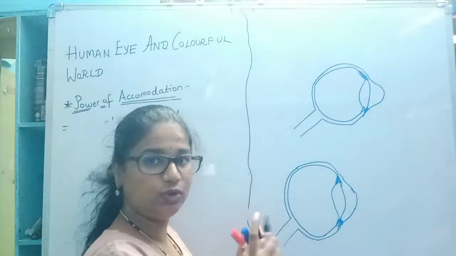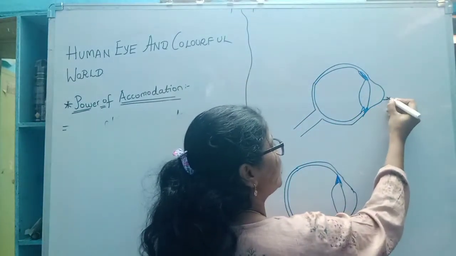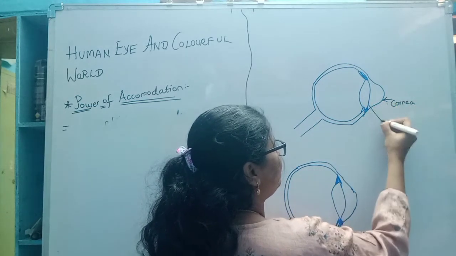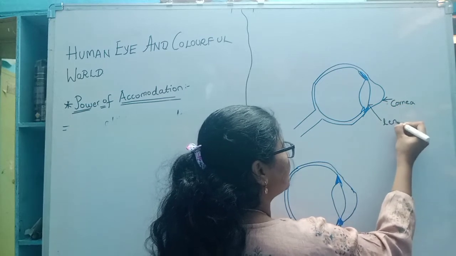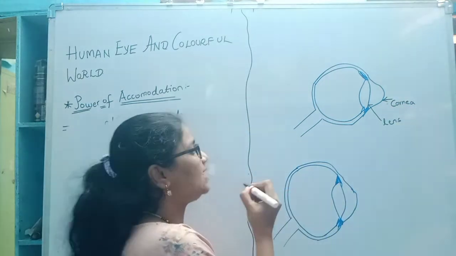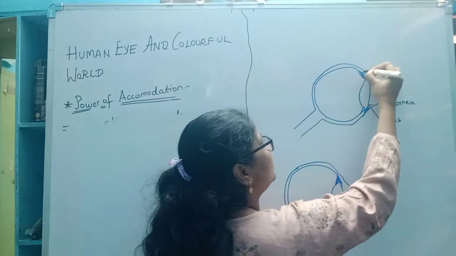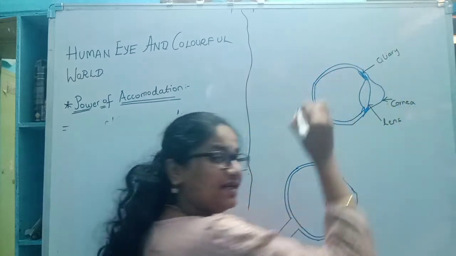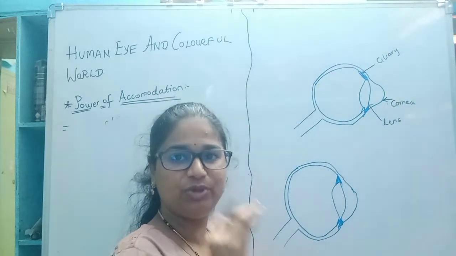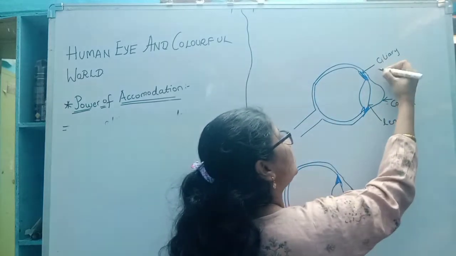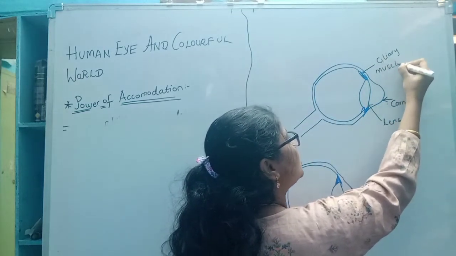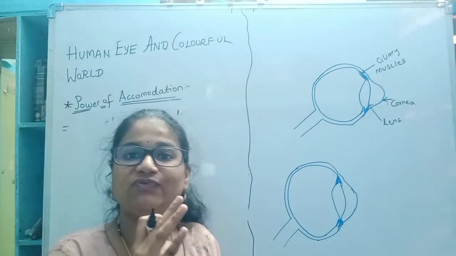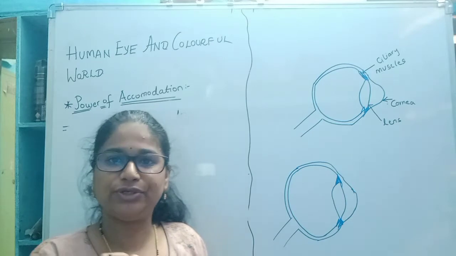This is the structure of the eye. This is the cornea, as we all know, a transparent membrane. Then this is the lens, a convex lens which is called the crystalline lens. Here the iris will be there, which controls the movement of the pupil. Above and below the lens we have specialized muscles called the ciliary muscles, which are involved in a special function.